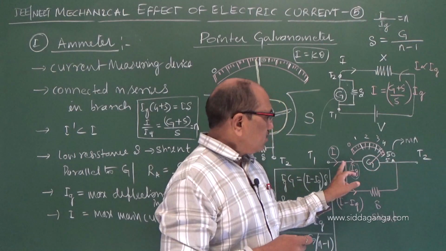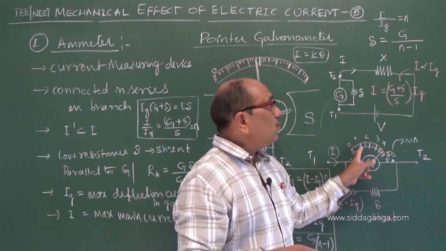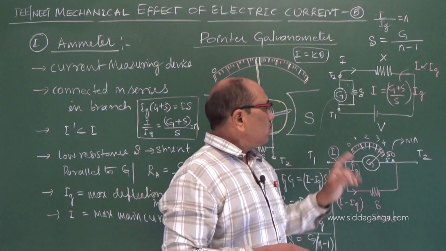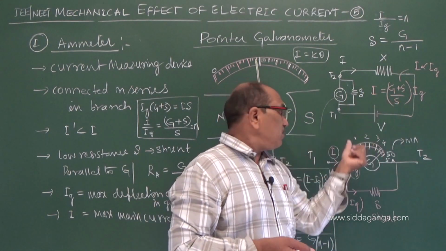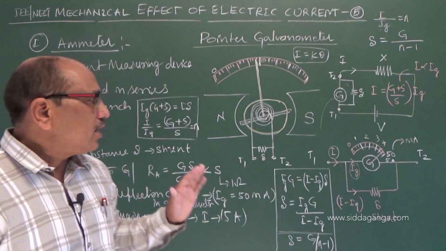The majority of the current is bypassed, and we take a sample. The sample current is Ig, say 1 milliamp. 1 milliamp is equal to how much I? We decide by this and print it here. Thereby we say the galvanometer is converted into an ammeter. I hope you have understood.